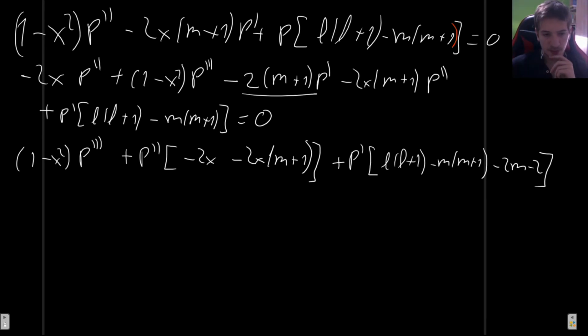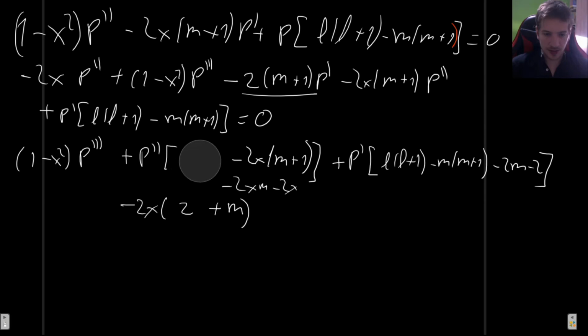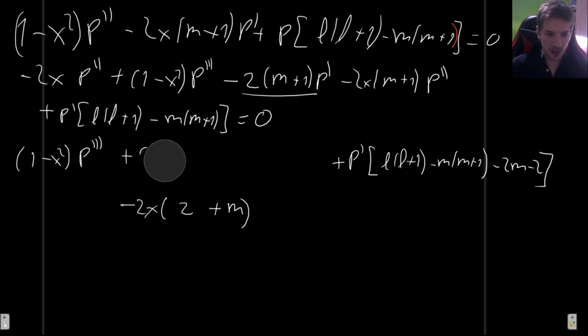So let's begin by simplifying this part right here. So we can, well, let's begin by multiplying through this parenthesis. So we get minus 2xm minus 2x. Here we can clearly just factor out minus 2x. So we get, here we have 2 because we have minus 4x, and when we take this out we get 2 plus m. So let's just go ahead and write it in here. So instead of this we have minus 2x factor of m plus 2 p prime prime.